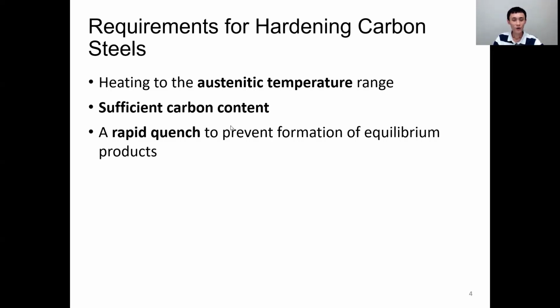So in order to do quenching, to get the certain hardness and strength, we must follow three criteria. First of all, we have to heat up to the austenite temperature range, and also the steel must have sufficient carbon content. Most likely we use 0.6% minimum carbon percentage. And also we have to do rapid quenching. So let's look at them one by one.